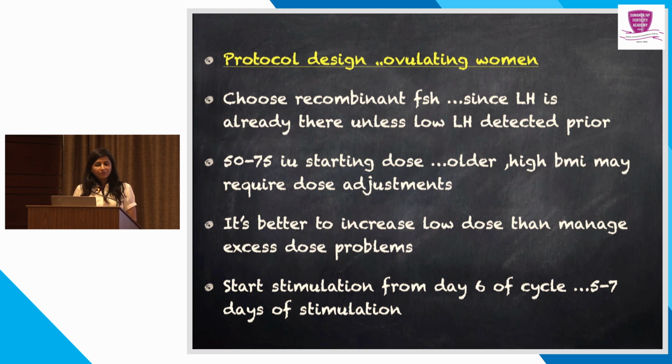So you can start with 50 to 75 IU as a starting dose. If the patient is older or has a higher BMI, then instead of 75, it's better to go for 150. We may require some adjustment in between if you see that she's not had recruitment with whatever dose we have started. It's better to increase slowly rather than with a sudden increment in the dose, so that we avoid hyperstimulation, and start stimulation from either day 4 or 6 of the cycle and give it continuously for 5 to 7 days to have better recruitment.